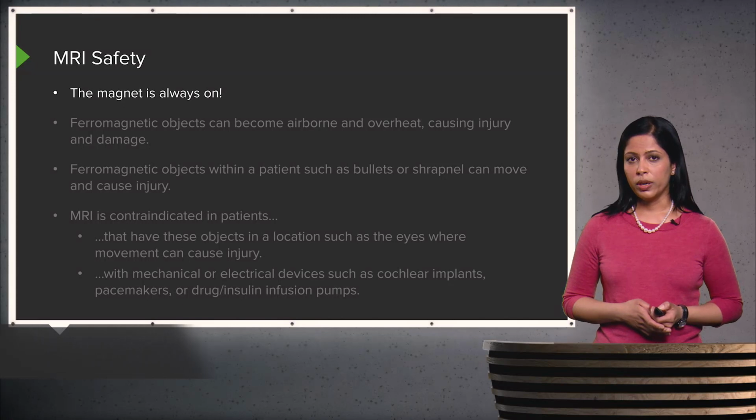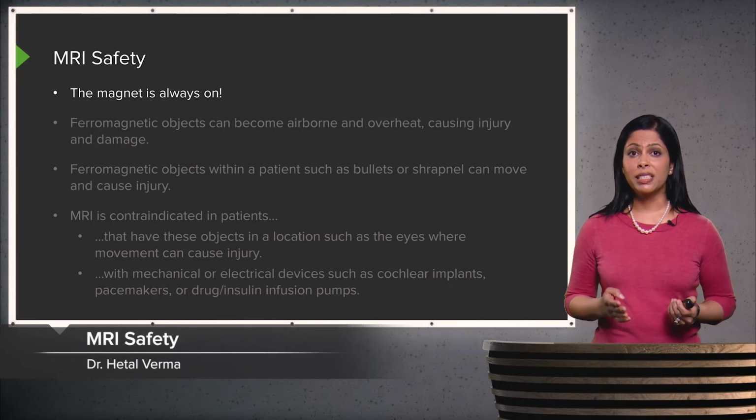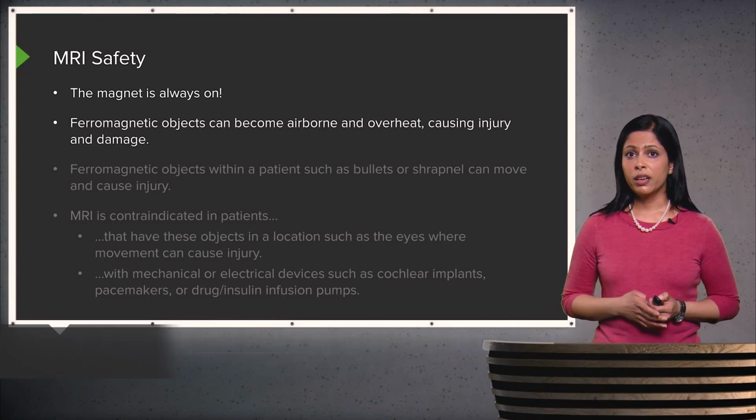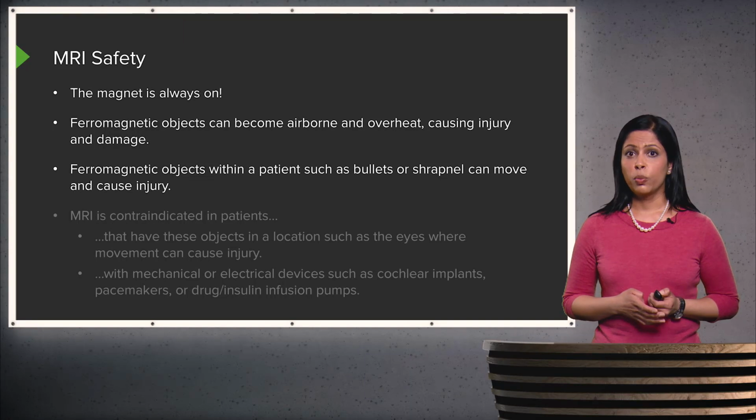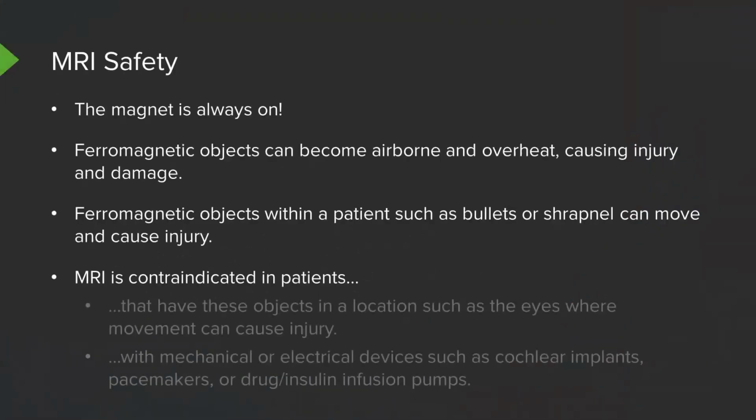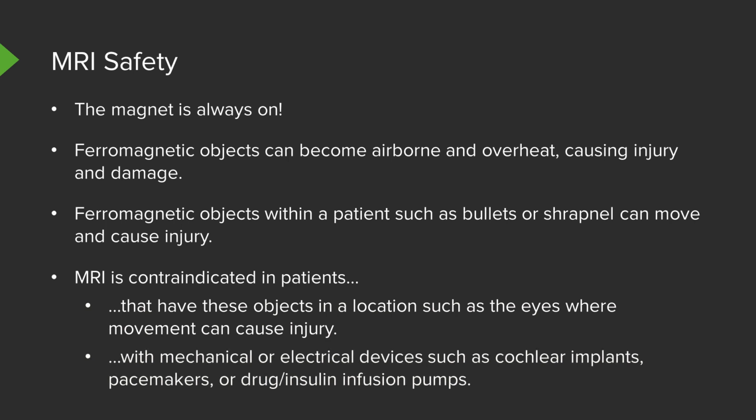MRI safety is very important. It's very important to remember that the magnet is always on. Ferromagnetic objects can become airborne and can overheat and cause a lot of injury and damage. Ferromagnetic objects that are within a patient, such as bullets or shrapnel, can also move and cause injury. So keeping this in mind, MRI is actually contraindicated in patients that have these objects in a location, such as the eyes, where movement can cause injury, and with mechanical or electrical devices, such as cochlear implants, most pacemakers, or drug and insulin infusion pumps.